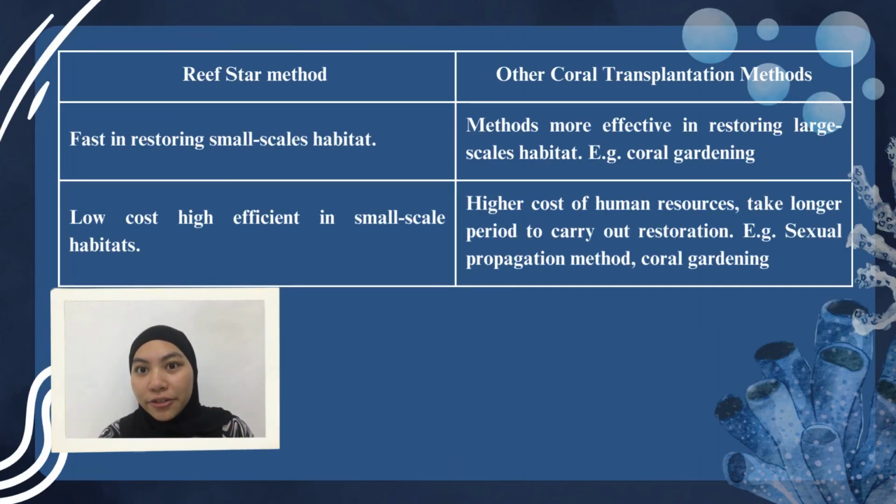The Reef Star method, in small-scale habitat restoration, is fast, cost efficient and effective for limited areas. On the other hand, alternative methods like coral gardening are more suitable for large-scale restorations. However, they require significant human resources and time, often requiring higher costs. Each has its strengths and ideal applications. The Reef Star method is perfect for quick small-scale interventions, while other methods are designed for large, complex restoration. So that's all for me. Thank you.